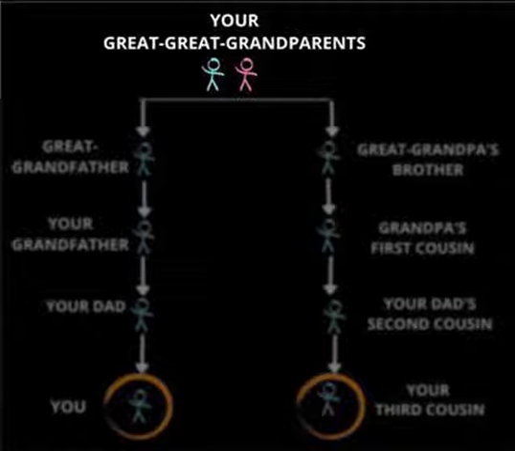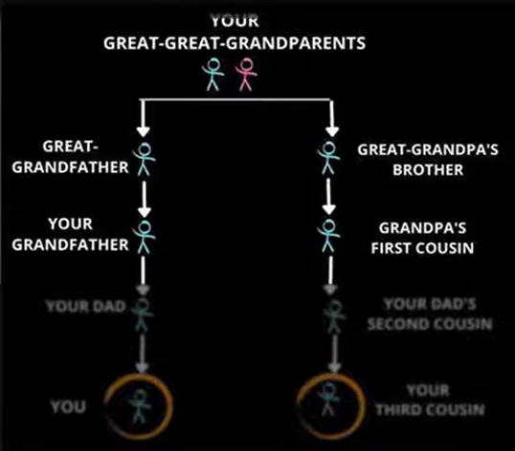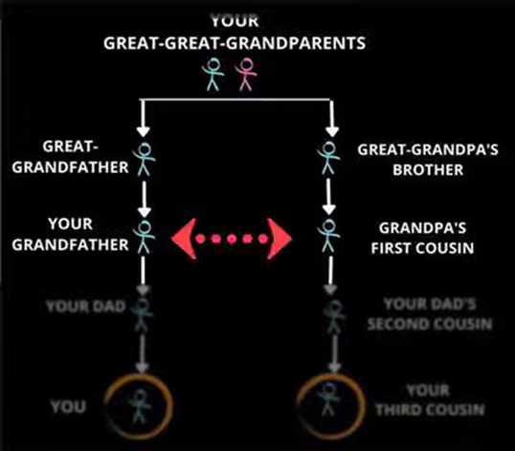So let's start at the top of this tree. Let's say that this couple have two sons. One is your great-grandfather and the other is your great-grandpa's brother. Let's then say that each of these gentlemen has a son of their own. The one on the left is your grandfather and the guy on the right is your grandpa's first cousin.